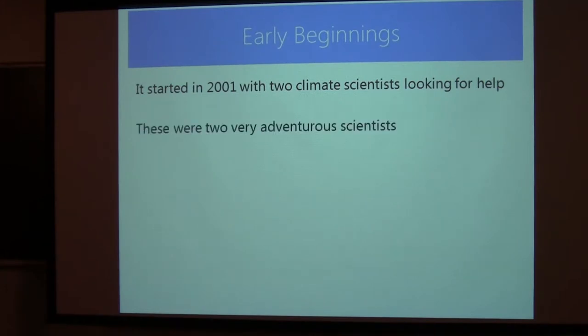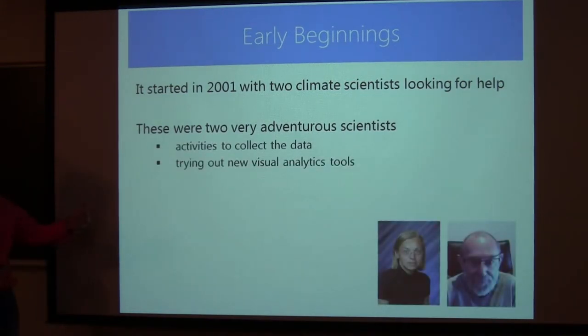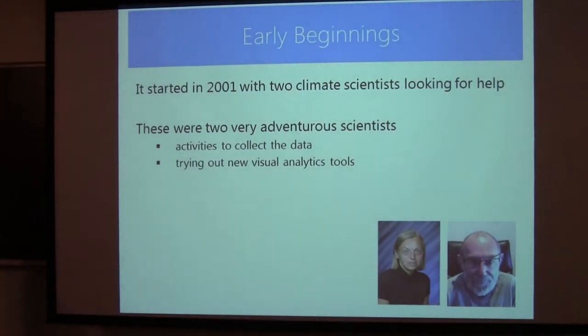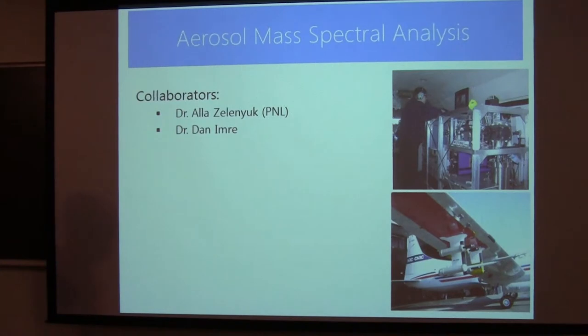and I came across these two scientists here. They were very adventurous, actually. In 2001, they already had big data, right? They had high dimensional data, big data. And their names were Anna Zelenyuk and Dan Imre. I don't know if some of you know them, I believe. They're now at Pacific Northwest.